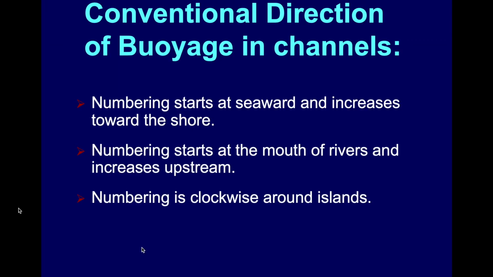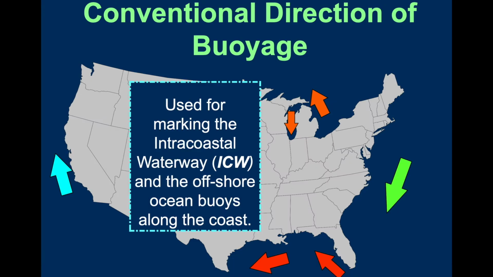All right, conventional direction of buoyage and channels. Remember, the numbering starts in IALA B. The numbering starts at seaward and increases towards the shore. It starts at the mouth of rivers, increases upstream, and it's clockwise around islands. Remember the conventional direction of buoyage. The Atlantic coast there, it's north to south, through the Gulf of Mexico, northwest, and then west, southwest.